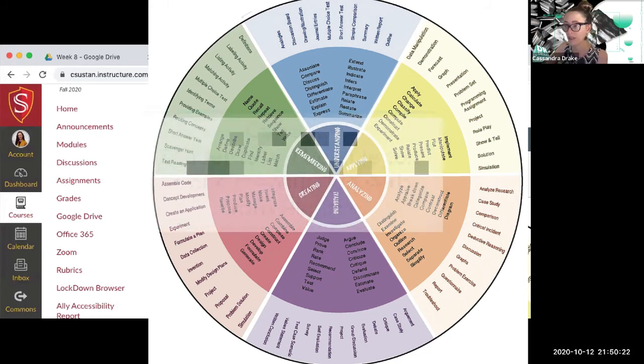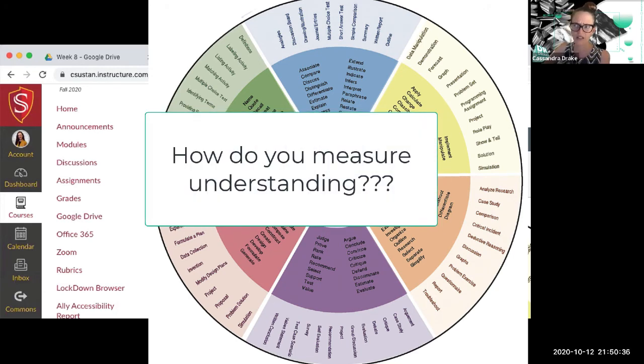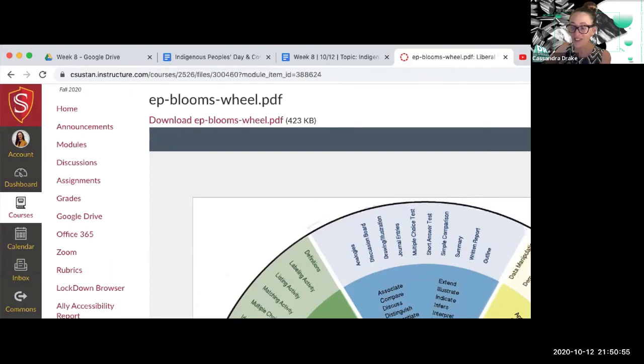Please do not, I'll repeat, please do not write students will be able to understand how to draw a map. You can't measure if students can understand. How do you know they understand? What tells you they understand? They told you they understand? No, well, they showed me they understood. Well, how did they show you? Oh, they drew a map. So no, it's not they will be able to understand. Students will be able to draw a map. Does that kind of make sense? This is just cut and dry, the easiest way that I can explain how objectives should be written.